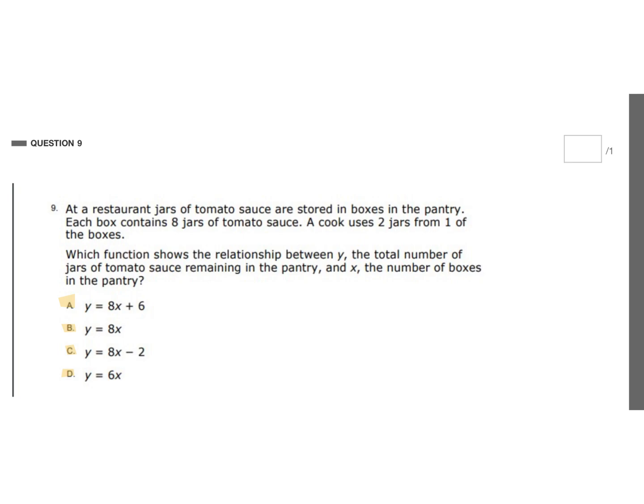So here we learned that at a restaurant, jars of tomato sauce are stored in boxes in the pantry. And each box contains 8 jars of tomato sauce. A cook uses 2 jars from one of the boxes. Which function shows the relationship between y, the total number of jars of tomato sauce remaining in the pantry, and x, the number of boxes in the pantry?